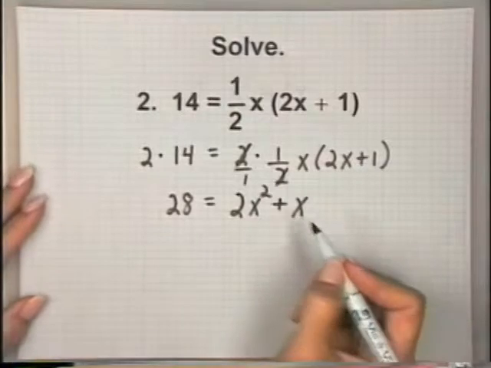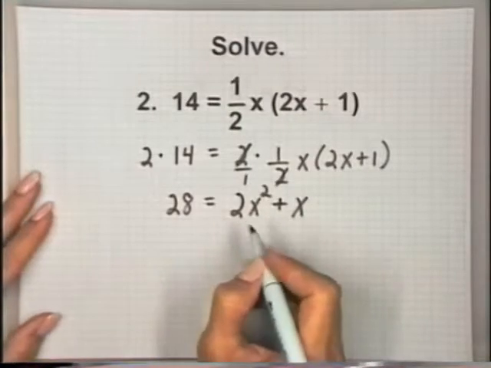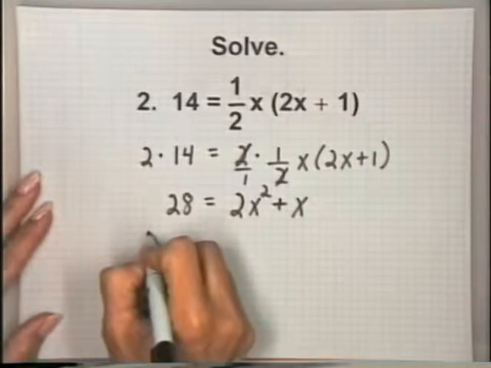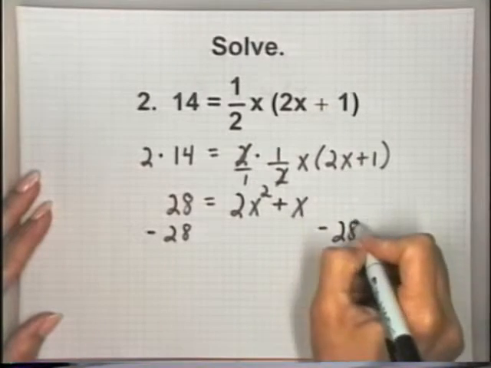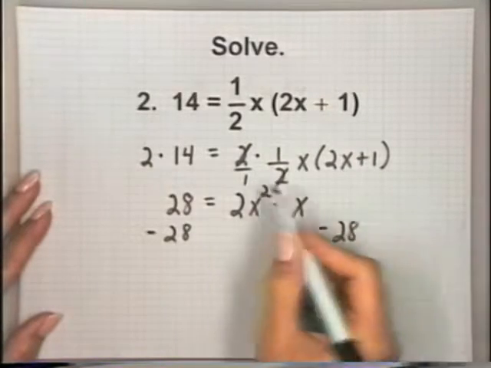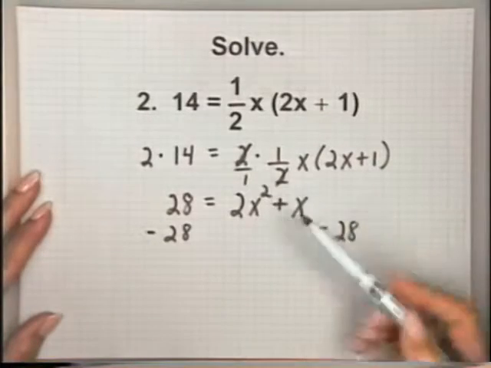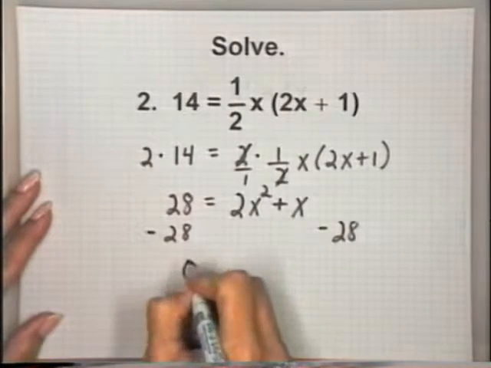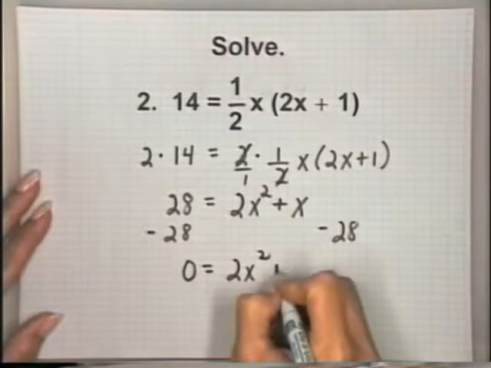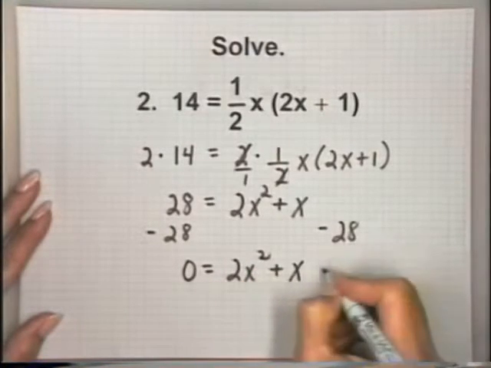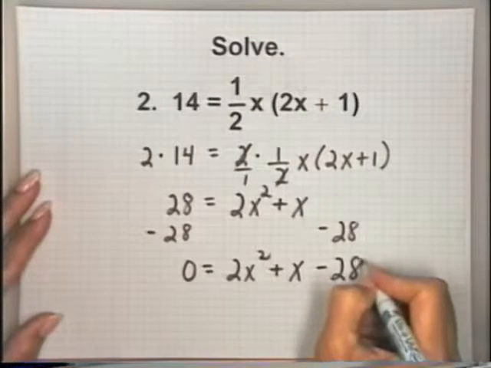I think it would be easier to put the 0 on the left this time, so I'm going to subtract the 28 from both sides of the equation, and I'll just write the 28 out to the side since it is not like the x squared or the x. I'll have 0 equals 2x squared plus x minus 28.